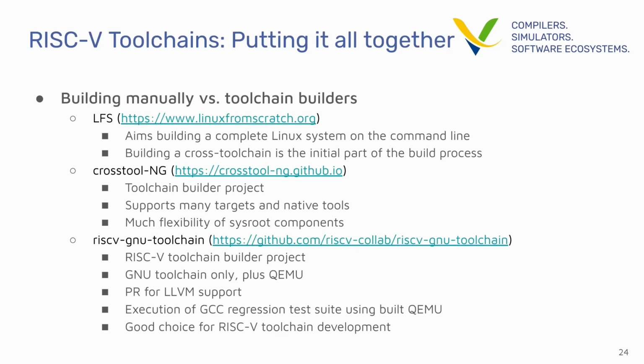Another project that is very famous among the RISC-V developers is the RISC-V GNU toolchain repository. It only builds the RISC-V GNU toolchain at the moment, plus QEMU. However, there is a pull request for LLVM support. One of the big benefits of this project is that it allows executing the GCC regression test suite using the built QEMU binary. Therefore, it is a good choice for RISC-V toolchain development.